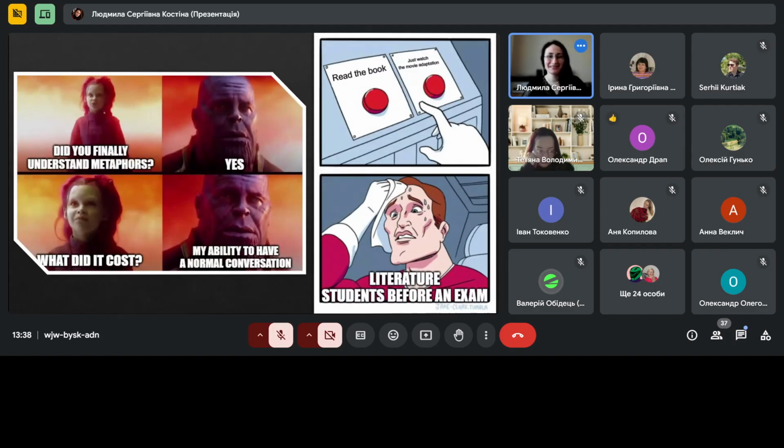Another choice, yes, 2 buttons. Well, and literature students have to decide before an exam which button to click, to read the book or to just watch the movie adaptation. You see? And the issue of metaphor understanding.